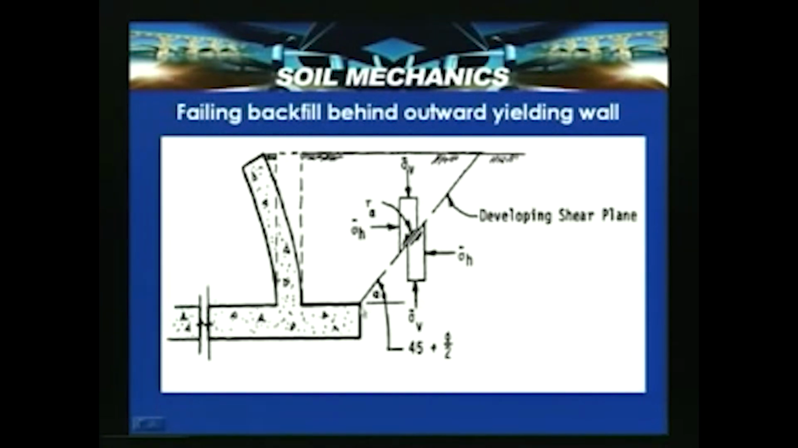In this we can see that a plane which passes through the heel of the wall satisfies the Rankine conditions. Along this it mobilizes the failure shear stresses, and then along this it develops a shear plane. Here a retaining wall yields away from the backfill, and this is the stress state at a particular element along the failure plane.